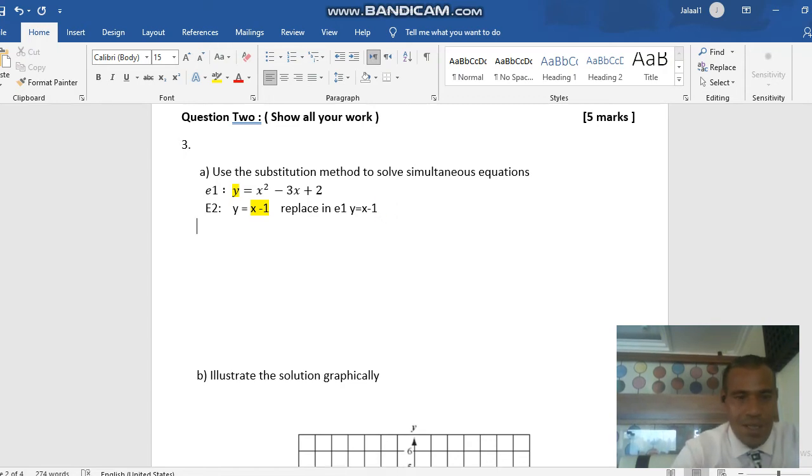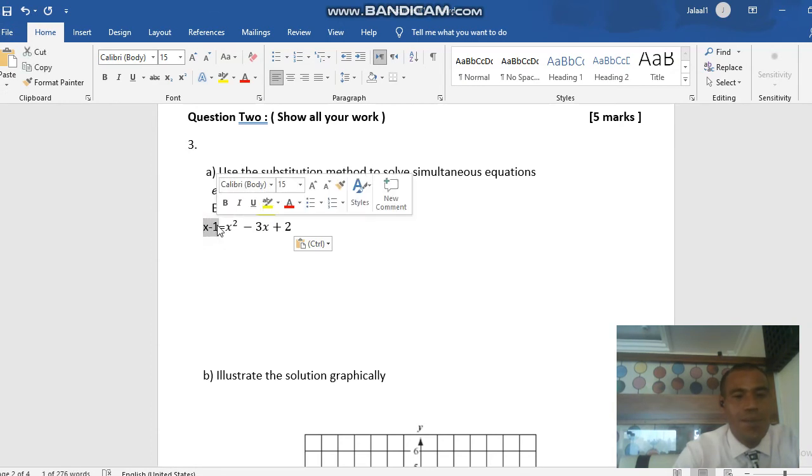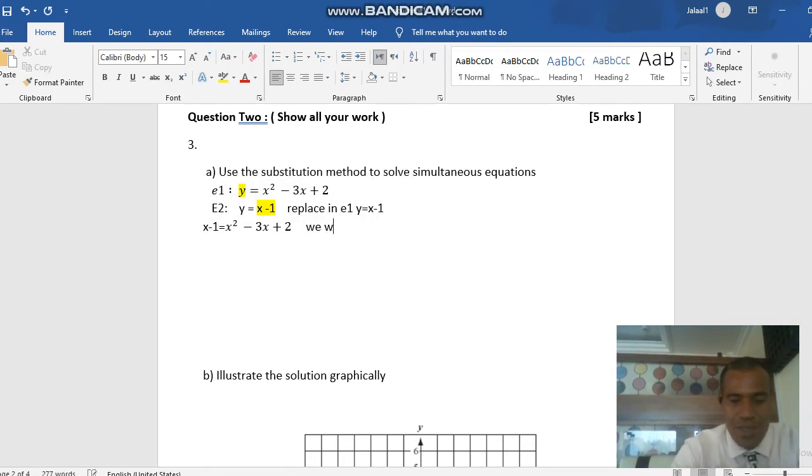So here we will get x minus 1 equal to x squared minus 3x plus 2, so both equations are in terms of x. It is preferable to start your equation with the highest power. So you should shift minus x plus 1 to the right hand side. We will get x squared minus 3x plus 2 minus x plus 1. Clear?